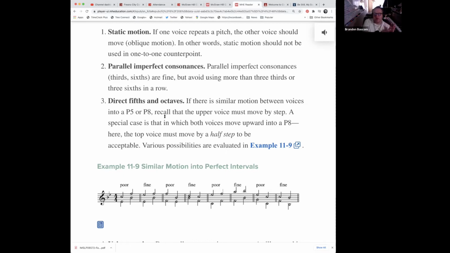All right, parallel imperfect consonances. Those are fine, but avoid using more than three 3rds or three 6ths in a row. So parallel imperfect consonances are when you and your friend both move in the same direction, the same interval, in an imperfect interval, which would be a third or a sixth.